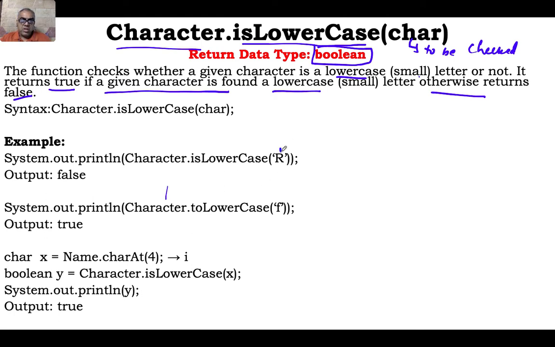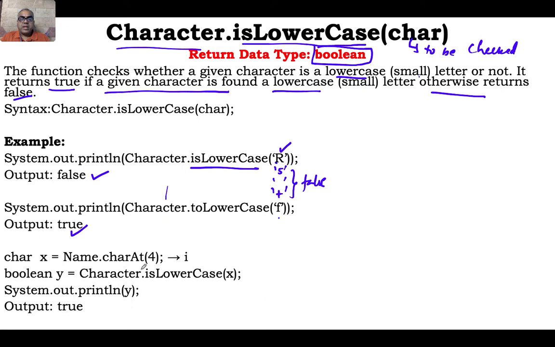So if I give you here a capital R and I ask whether the character is lowercase, then the answer is false, because this is not a lowercase letter. But if I actually have a lowercase letter, Character.isLowerCase will return me true. But if I had applied a digit, a space, a special sign, anything, it would have given me false.